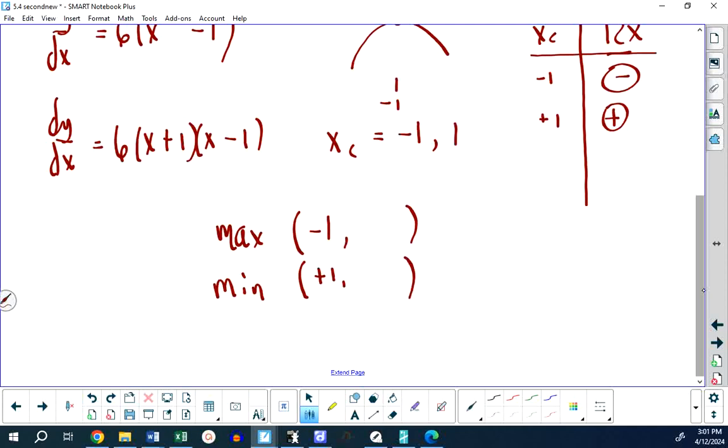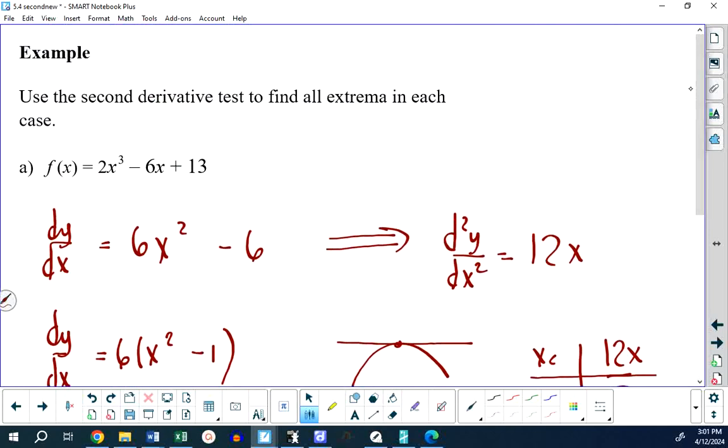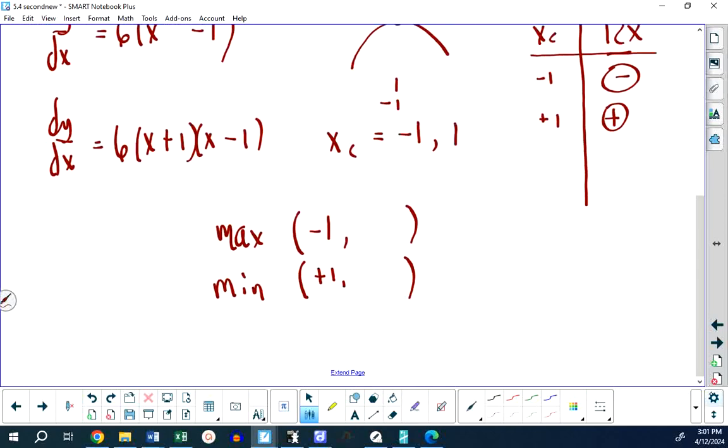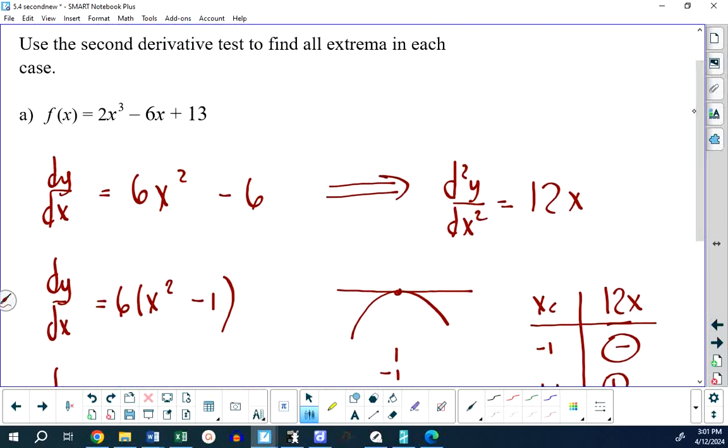To find those numbers, we just find the y coordinates by looking at the x coordinate in the original function. So I put 1 in and negative 1 in. When I put negative 1 in, I get 17. Help me out here. Pretty sure I get 17. And when I put positive 1 in, I get 9.